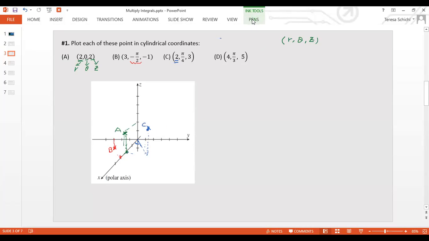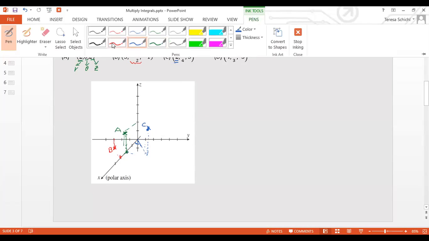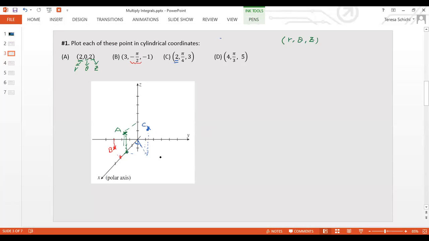Now let's take a look at the last one. The last one is 4, pi over 3, and 5. So 1, 2, 3, 4, then I swing all the way to pi over 3. I swing to here, then go up 5. So this distance is 5.